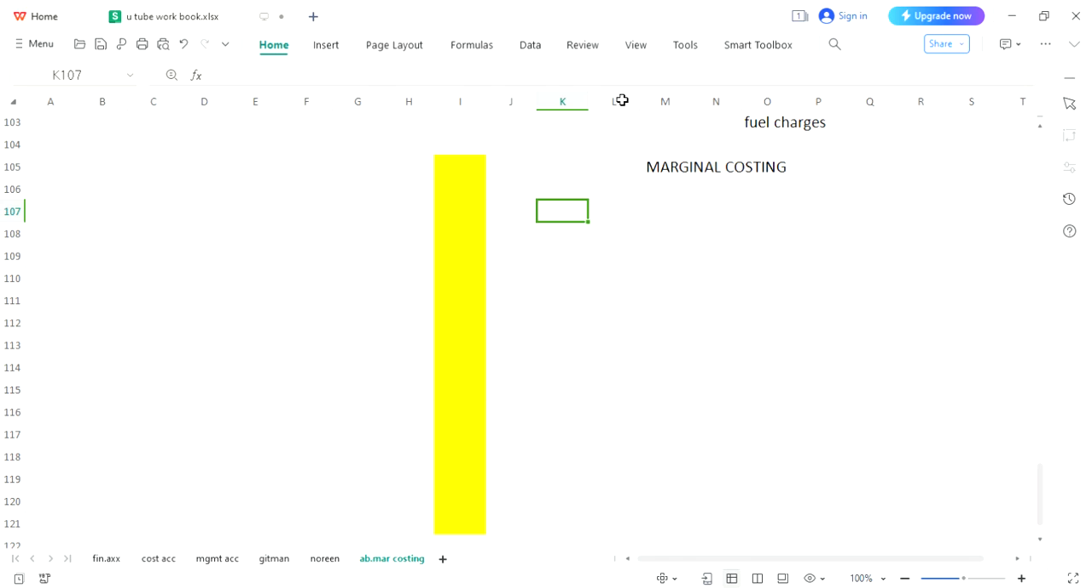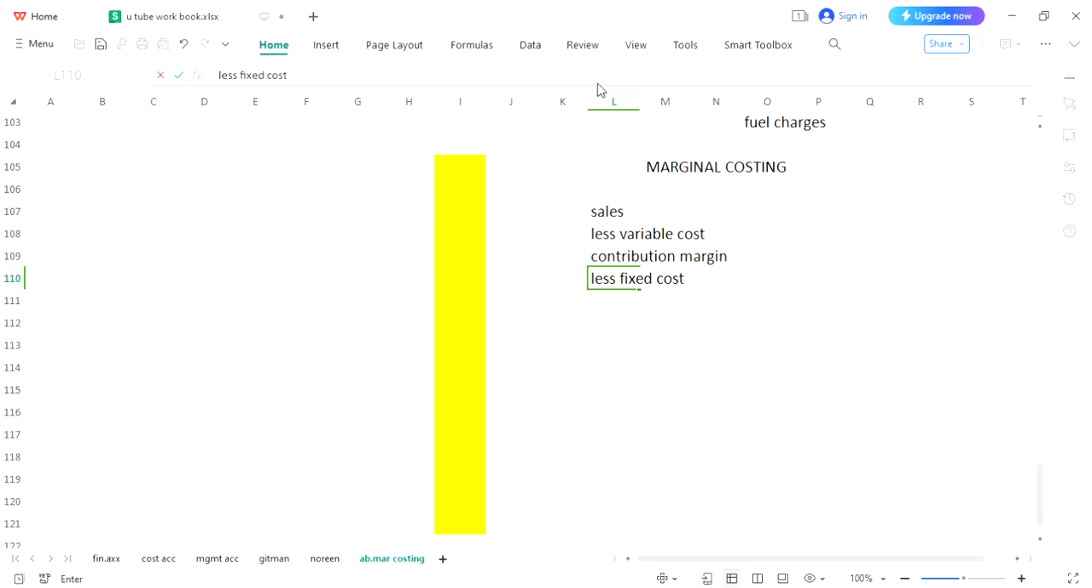The first thing associated with marginal costing is your sales. The amount of sales would be written over here. Then you will subtract your variable cost, with which you will get the contribution margin, and then you will subtract your fixed cost, and you will get your net margin. So the whole of this is called marginal costing.